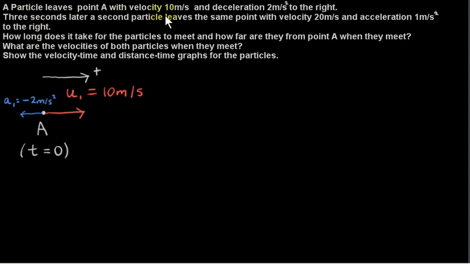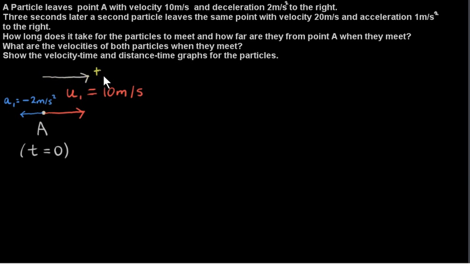A particle leaves point A with velocity 10 meters per second and deceleration 2 meters per second squared to the right. So here is point A. So a particle leaves this point with velocity 10 meters per second. Now I'm calling this particle particle 1. So u1 is the initial velocity of particle 1.